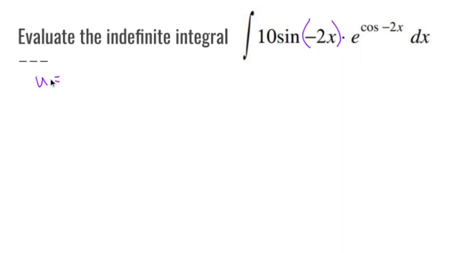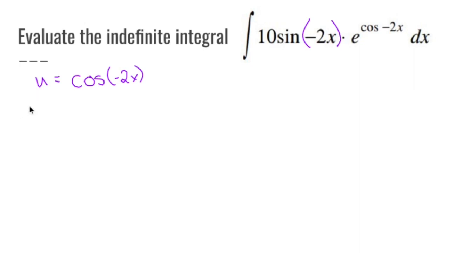When you use u substitution, you want to pick a u that, if you were to take the derivative of it, you see that derivative floating around somewhere else in the problem. So I'm going to let u equal cos of negative 2x. I almost said cos minus 2x. It's cos of negative 2x. Because if I take the derivative of cos, I will get something like sine, which is what I have there. Things will cancel out. U substitution, that's what you do.